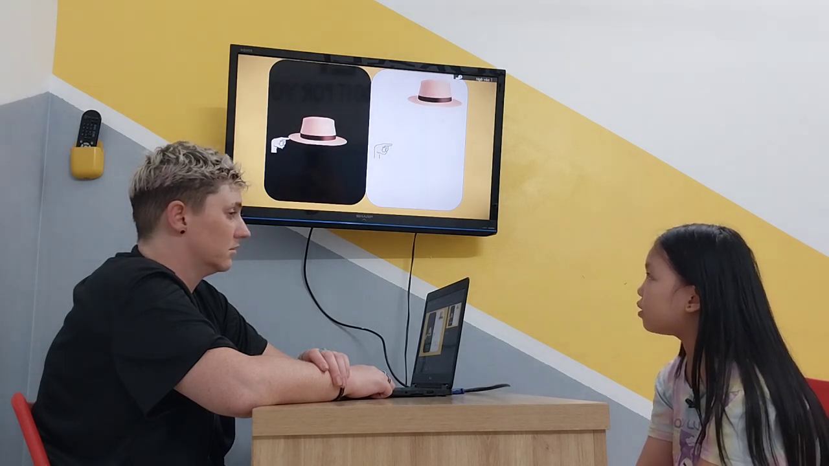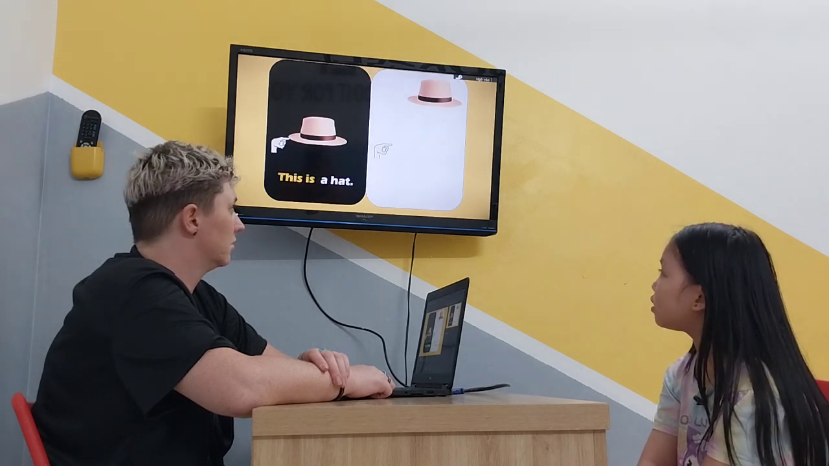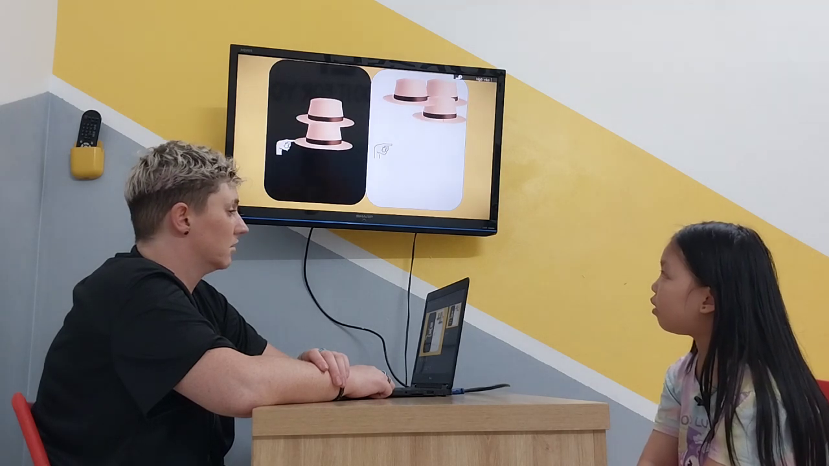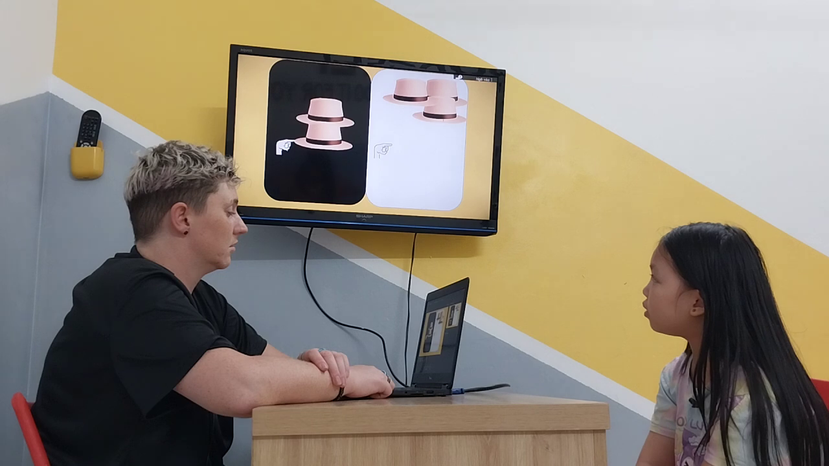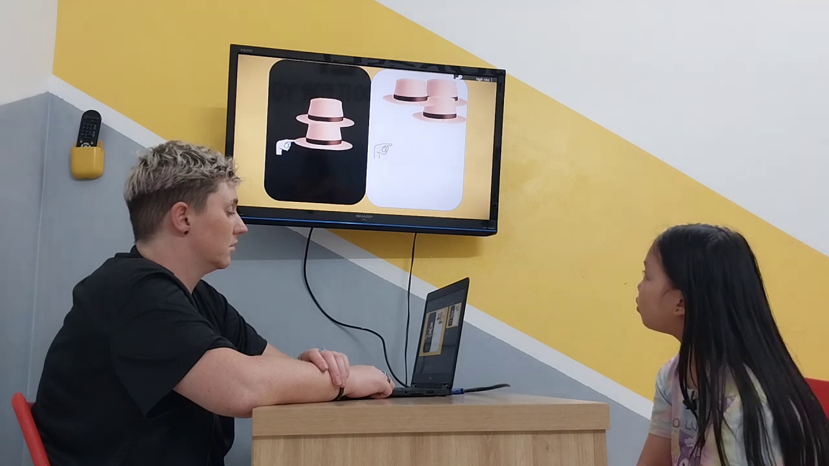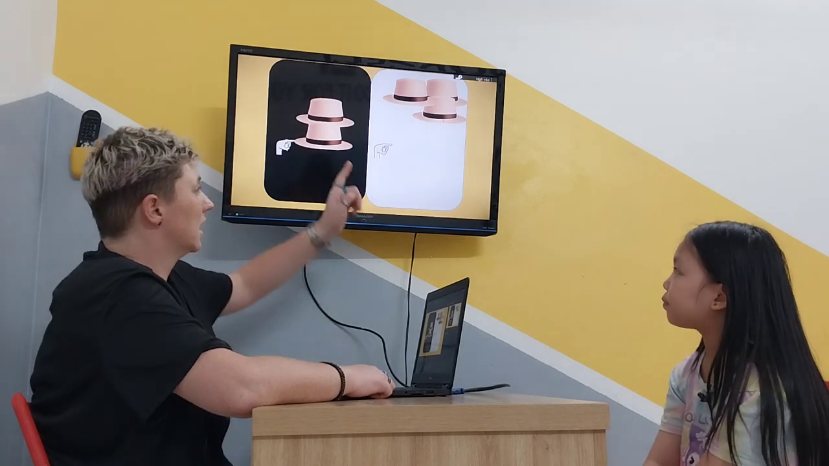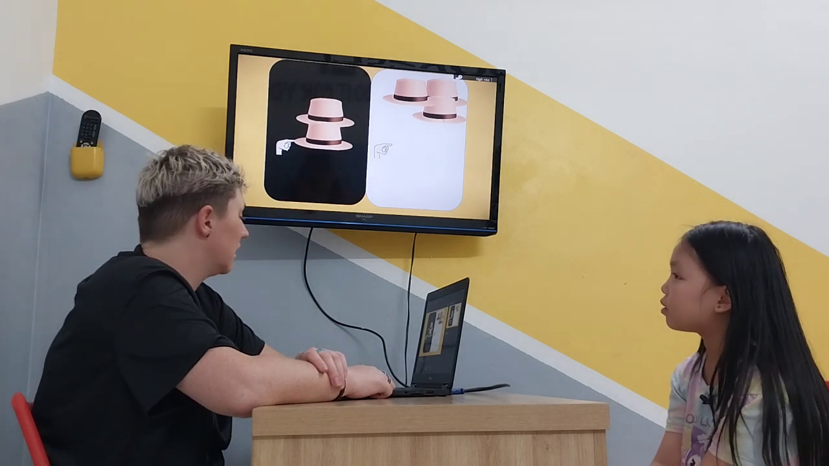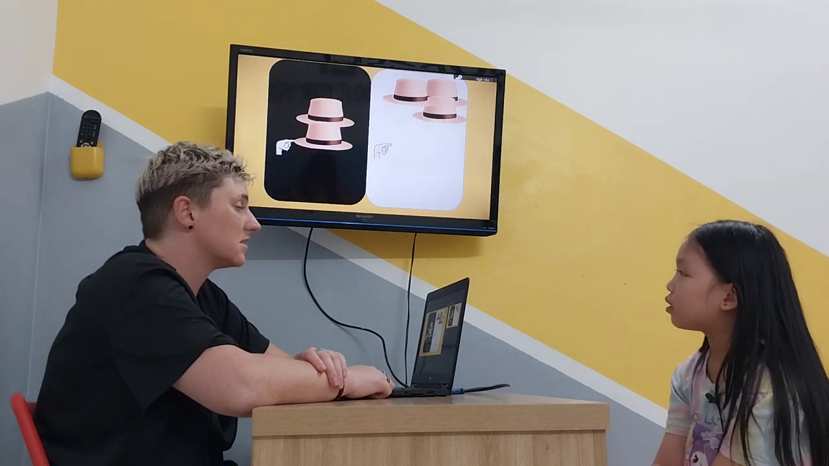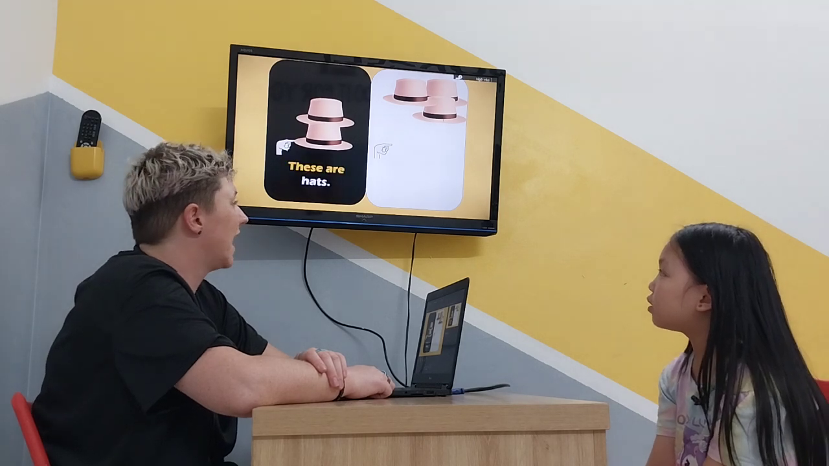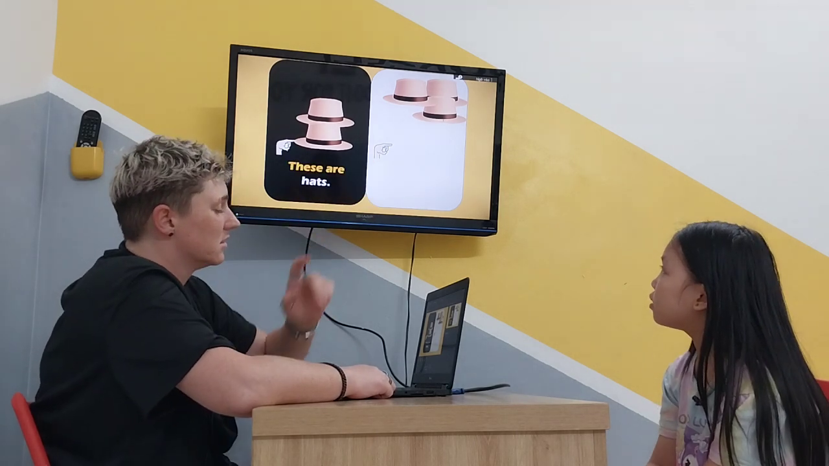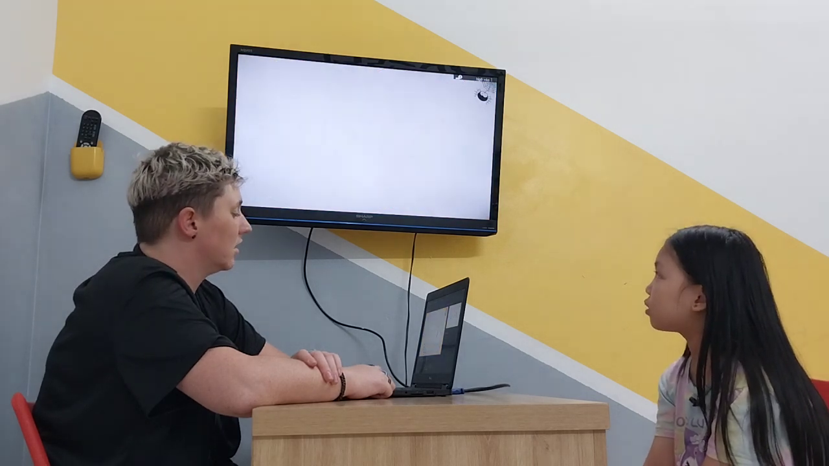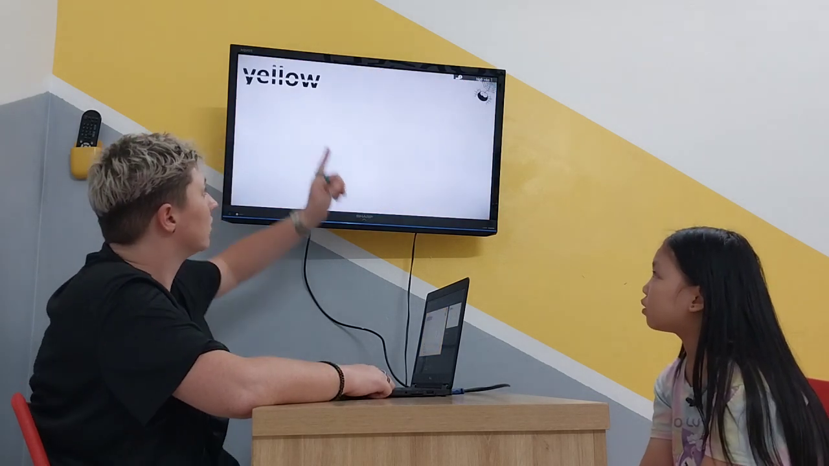This is a hat. That is a hat. Good. Those are a hat. These are a hat. Not a hat. These are hats. Those are hats. Good.